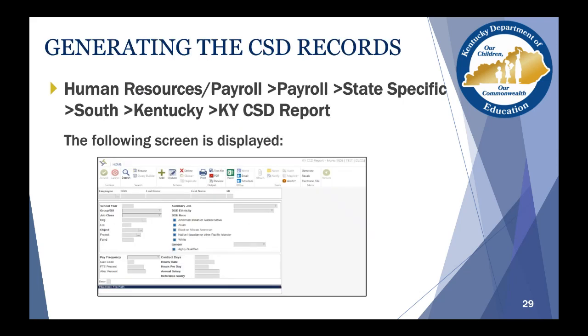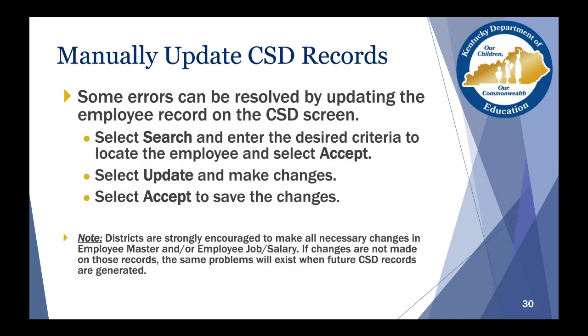And this is simply your path to generating the CSD report, the screen that you will see. If you need to manually update a CSD record, you can do this by updating the employee record on the CSD screen. You'll simply select search, enter that desired criteria to locate the employee and select accept. Select update to make your changes and accept to save them.